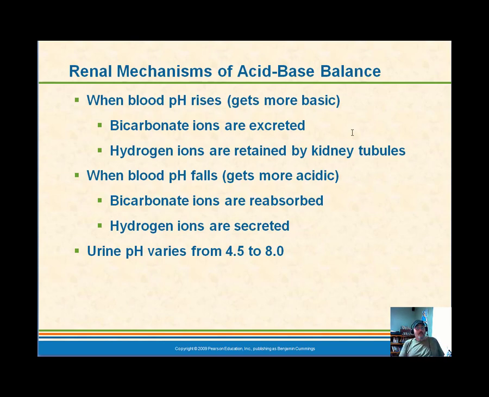Most people have an acidic urine, but people who live on primarily a vegetarian or vegan diet may have a basic urine. When blood pH falls, gets more acidic, bicarbonate ions are reabsorbed, hydrogen ions are secreted. So, urine pH usually runs somewhere between 4.5 and 8.0. Again, mostly it's going to be in that lower range, the 4.5 to 7.0 range. You rarely see a basic urine.